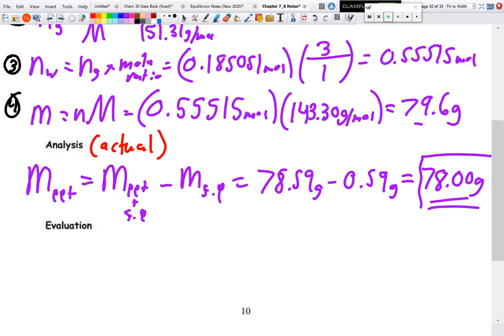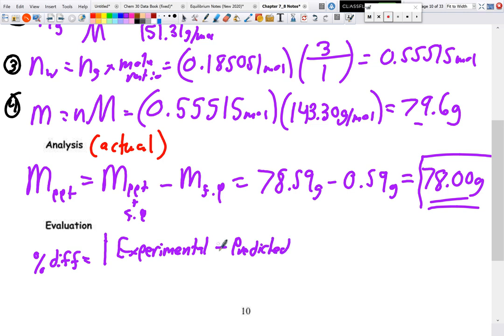So finally, our new step is the evaluation. So how close were we to the actual value? So that's where we need to do our percent difference is equal to the absolute value of our experimental minus our predicted, all over our predicted, times 100%.